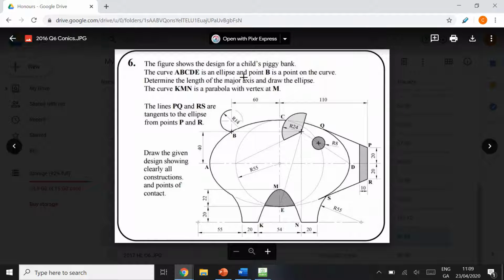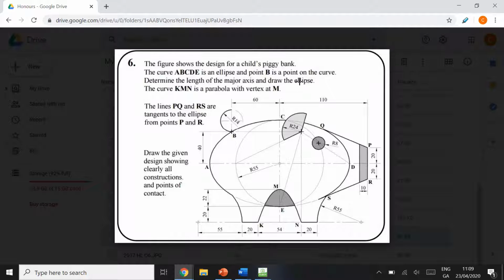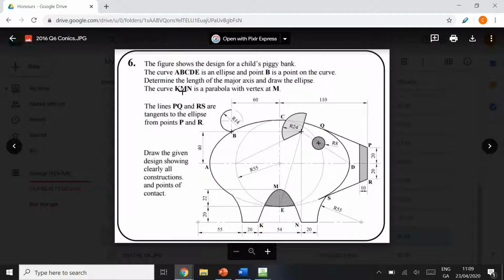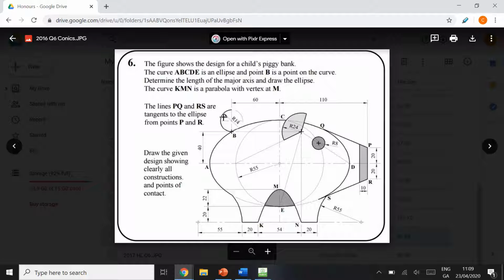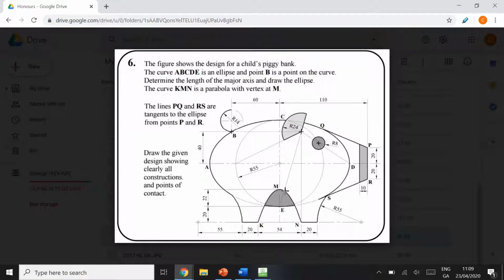Determine the length of the major axis and draw the ellipse. Okay, so that's done. Next, the curve KMN is a parabola with vertex M. Okay, so that would be the body of the piggy bank, more or less done. We have to do the nose in a few minutes. We have to do the tail, the ear and the eye in a few minutes as well, but we're going to do the 2 feet now first.